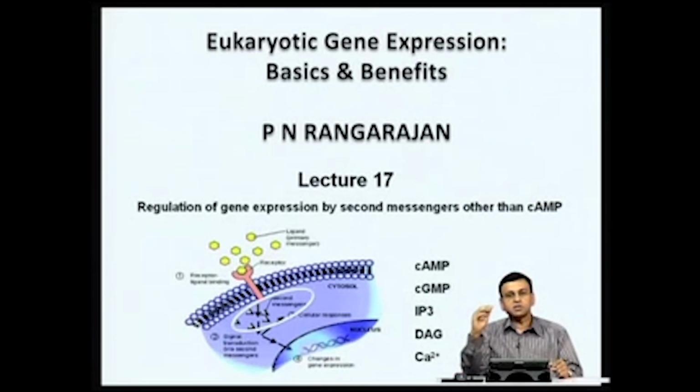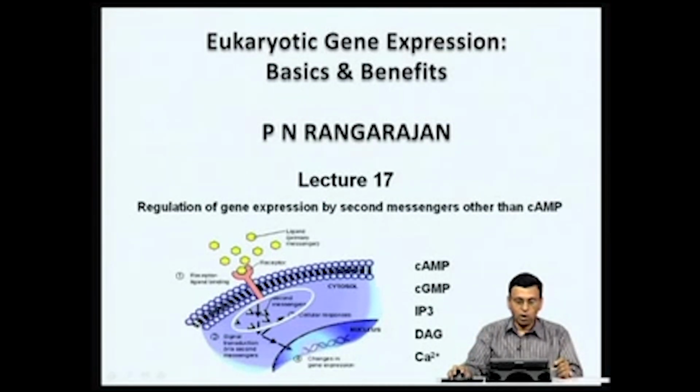Now cyclic AMP is not the only second messenger which is synthesized in the cells. There are a number of other second messengers, as shown in this particular cartoon. We have cyclic GMP, inositol triphosphate, diacylglycerol, and calcium. All these serve as very important second messengers in transducing signals into the nucleus and activating specific gene expression programs.